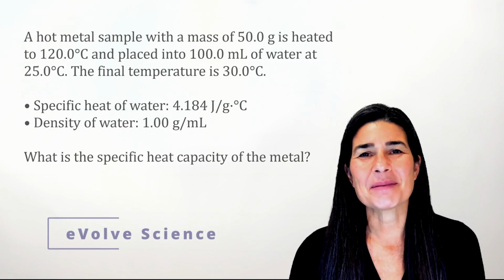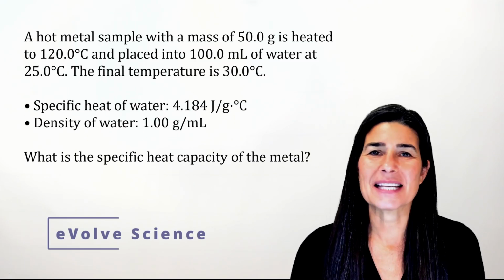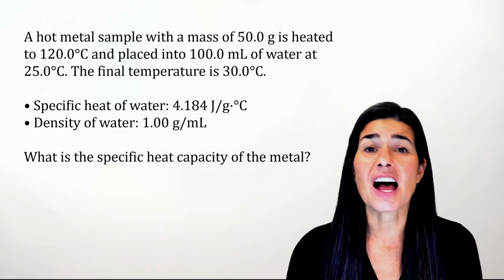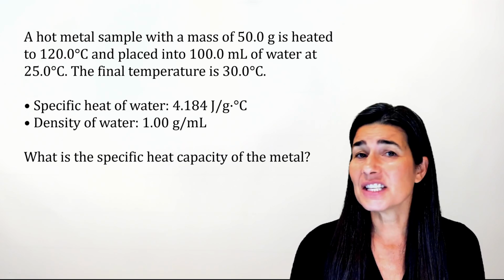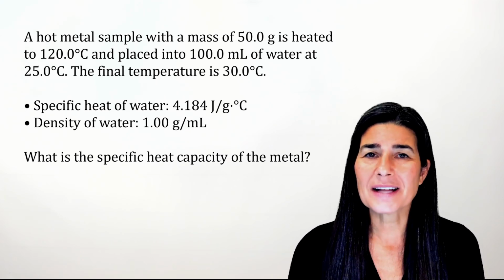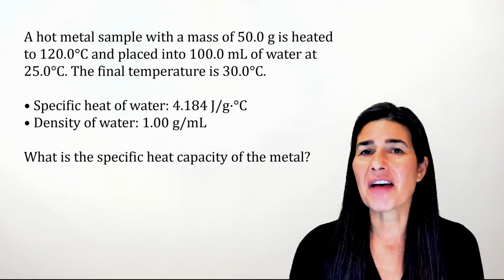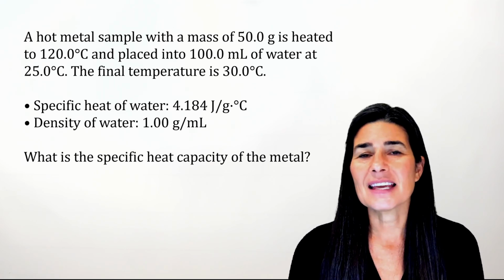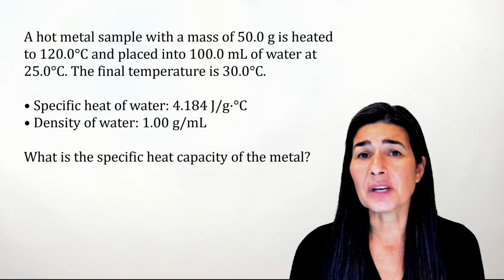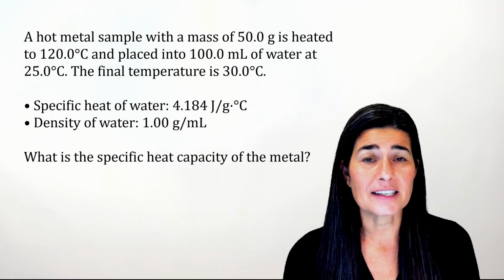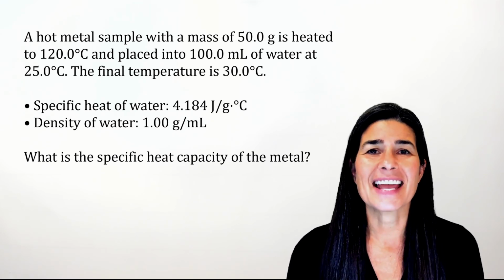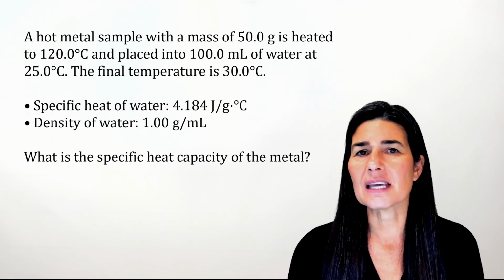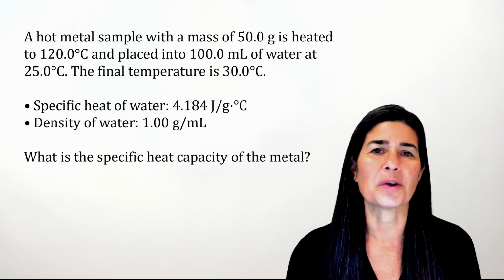Okay, in this problem, they tell us that a 50-gram sample of a metal heated to 120 degrees is placed in 100 milliliters of water at 25 degrees Celsius. Once thermal equilibrium is achieved, the final temperature of the combination is 30 degrees Celsius. They give us some useful information, including the heat capacity of the water and the density of the water. They'd like us to determine the heat capacity of the metal, and we're supposed to assume that no heat is lost to the surrounding container or the environment.